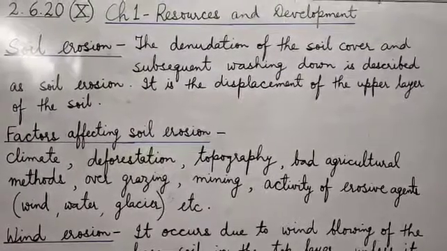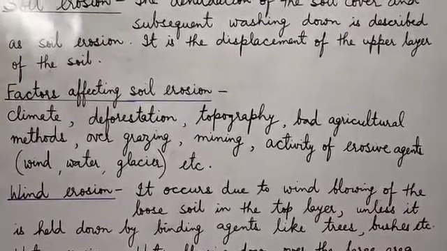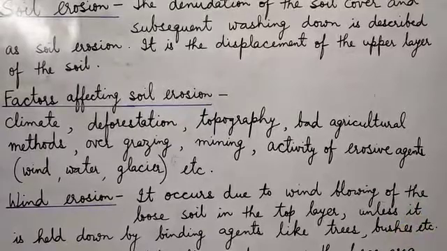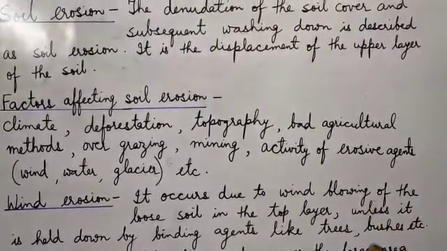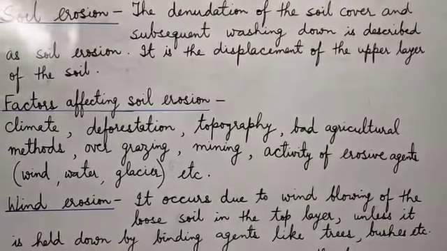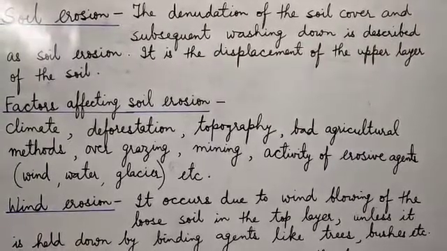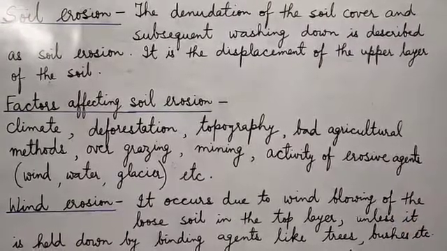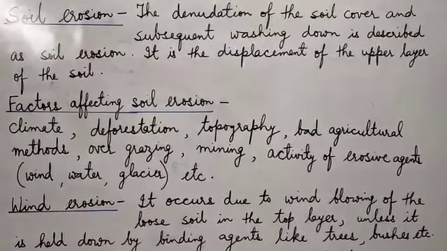Now erosion caused by wind is wind erosion. What is wind erosion? It occurs due to wind blowing off the loose soil in the top layer, unless it is held down by binding agents like trees and bushes. So as I told you, in places where trees are found less, with sparse vegetation, in desert and arid areas, wind becomes a very effective agent of erosion and can easily take away the upper layer of soil, which is responsible for wind erosion.